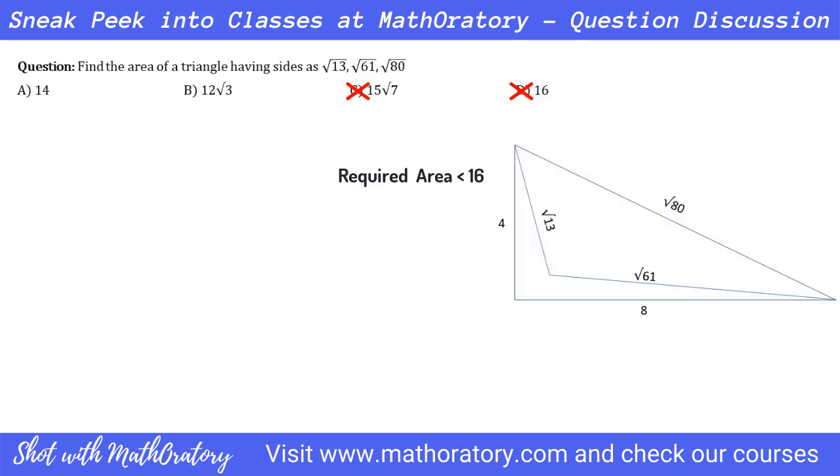What about 12 root 3? I've already discussed these kind of things. If I have to compare something like 12 root 3 with 16, all you do is just square both the sides. So 16 square is 256 and 12 root 3 square will be how much? 12 square is 144 into 3, whatever it is definitely more than 256, right? This also is not possible because 12 root 3 is more than 16. We are looking for something less than 16. So only one option is feasible.